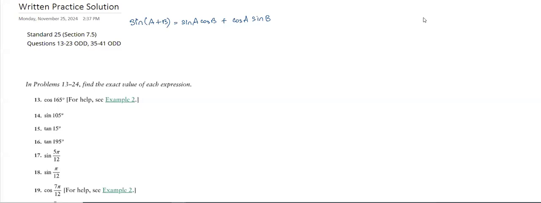Sine A plus B, where A and B stand for two angles. What this formula says is that the sine value of a sum of two angles is nothing but sine value of the first angle times cosine of the second plus cosine of the first times sine of the second. Now, if you're doing a difference formula, the difference formula will be pretty similar, except that you're going to have a minus here.